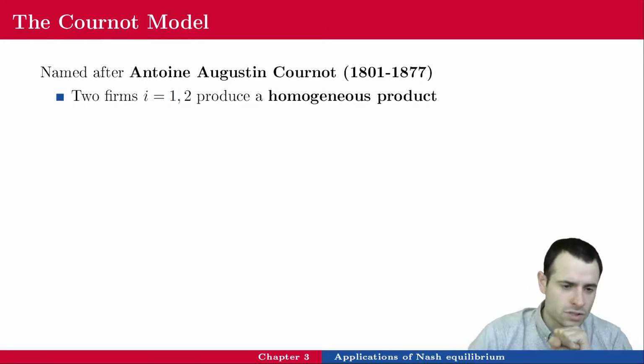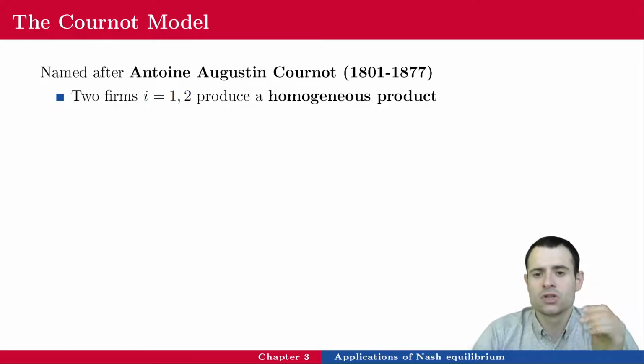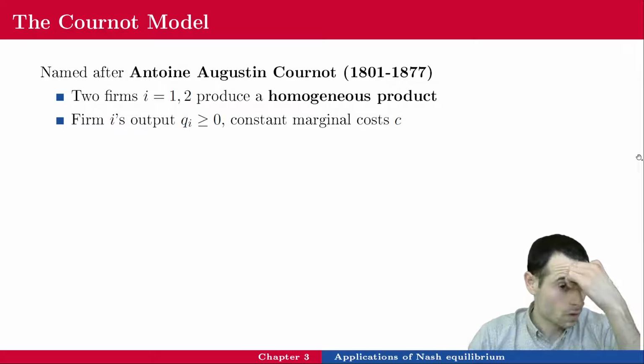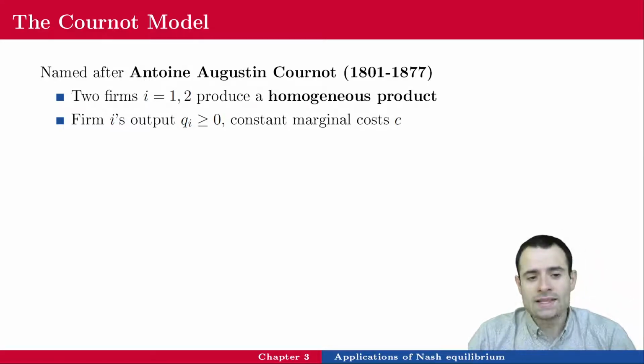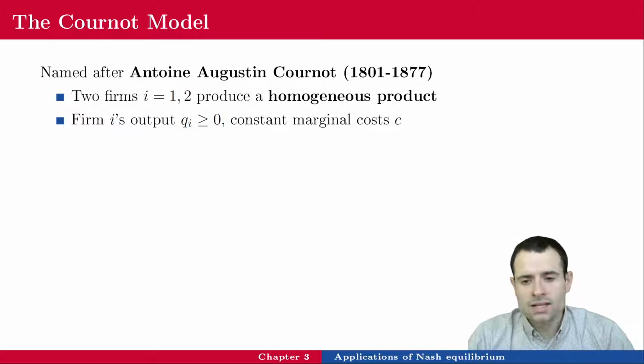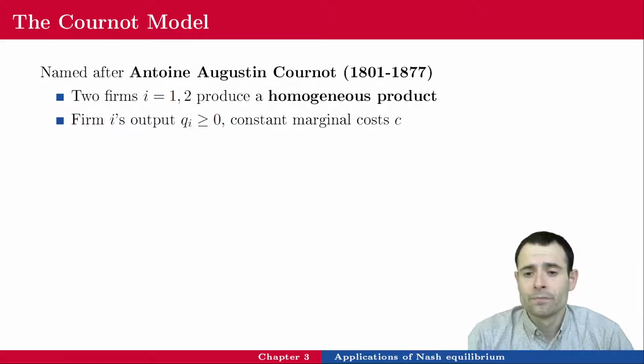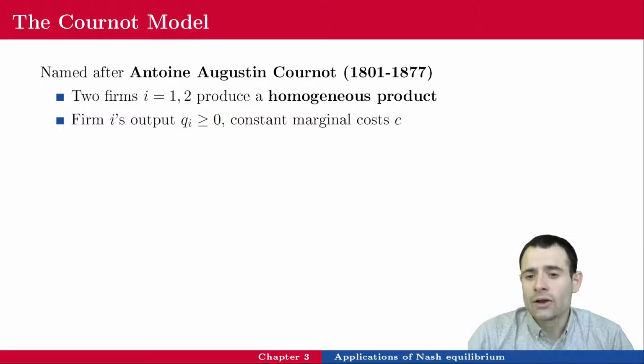So we have two firms, and they both produce a homogeneous good. They both sell the same good. Think about stores selling candy bars. Firm i's output is going to be labeled small qi. It is bigger or equal to 0. A quantity cannot be negative. And let's assume that the firm's marginal cost is constant and is equal to c. So note that there is no i at the bottom of c. In this model, I made this very simple assumption that the marginal cost is the same for both firms.